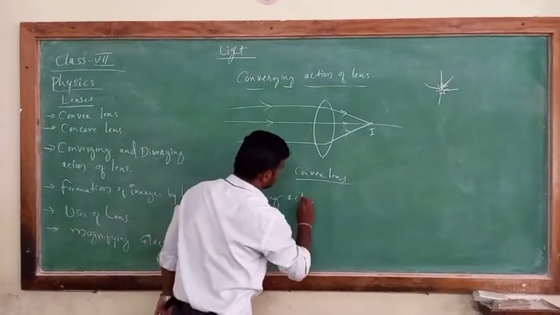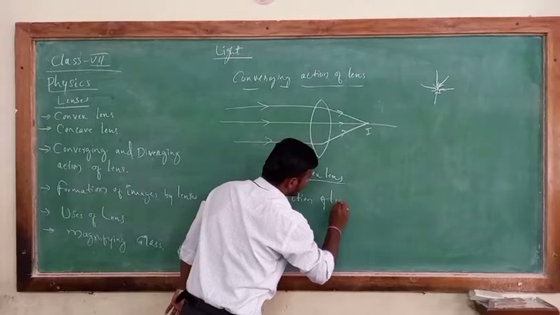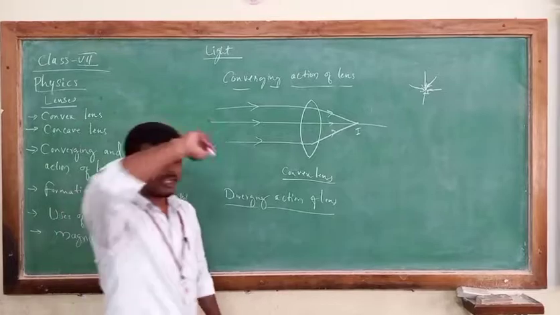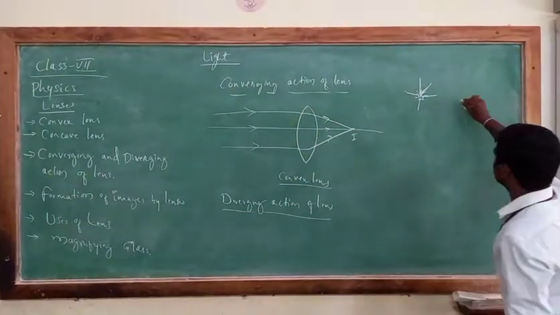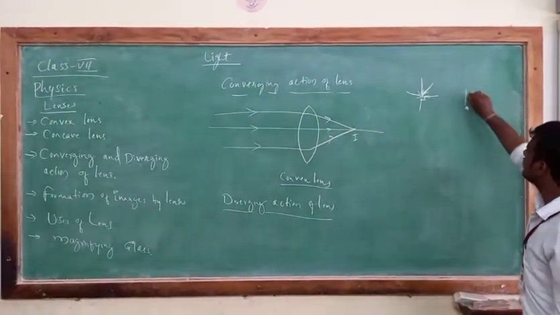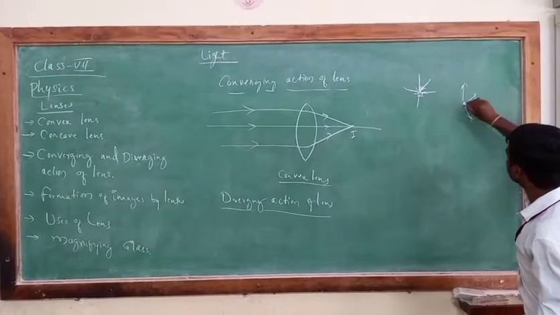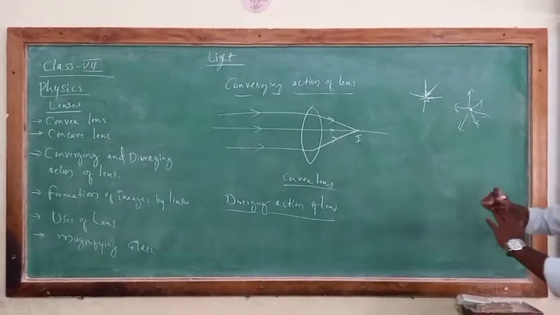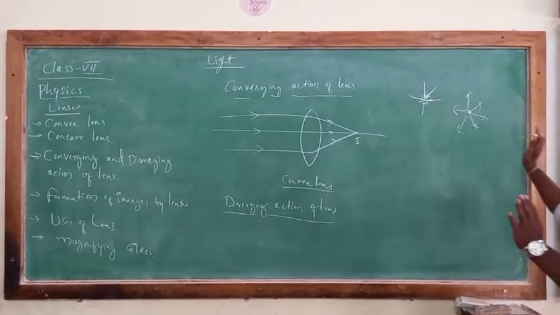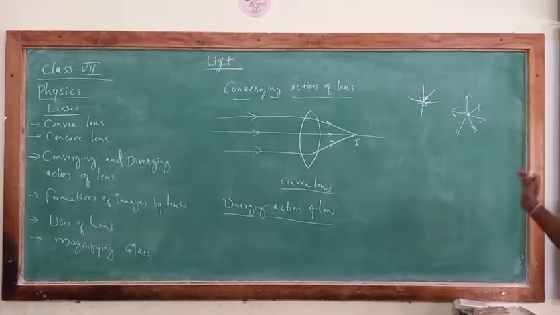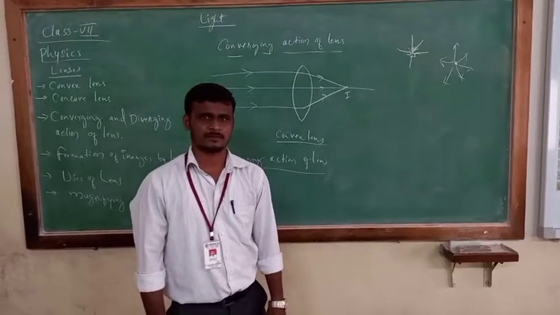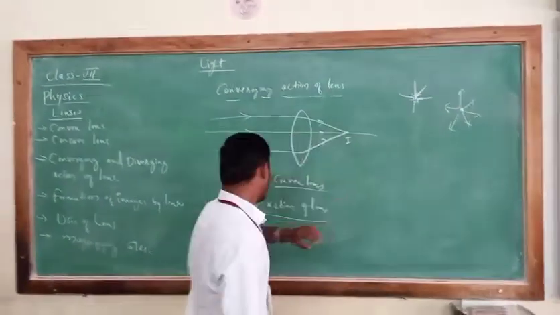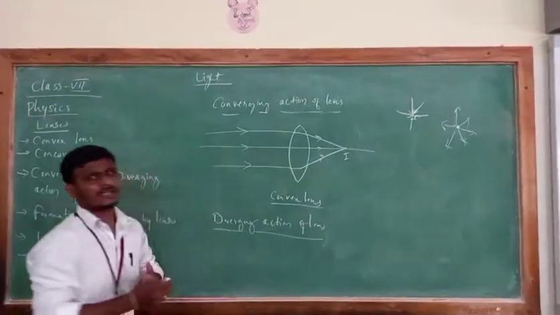Diverging action of lens. Already I have defined the diverging action of lens, the divergence of light. When light rays come out from an object and spread, we call it divergence. Now I explain about the diverging beam of light. So here, the diverging action of lens, right?